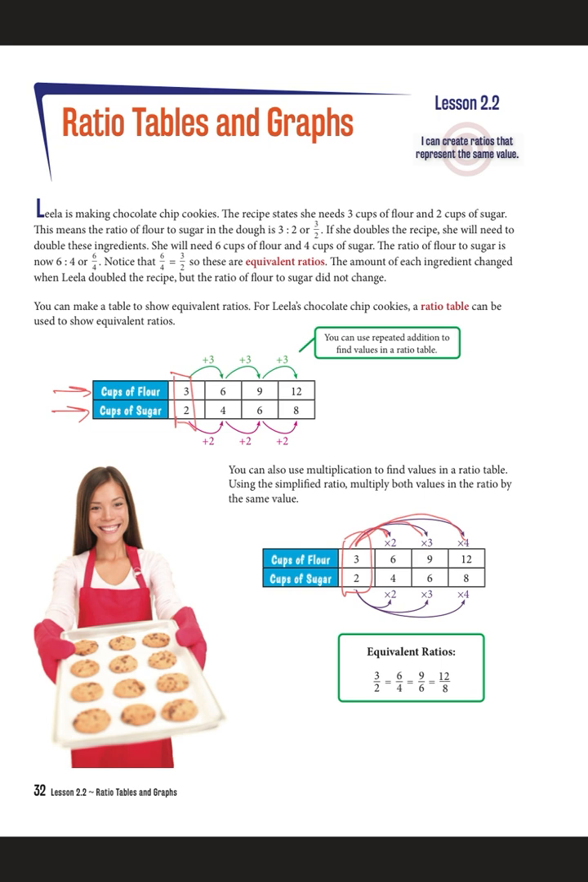But whatever you do to the top part of the table, you have to do to the bottom. So 2 times 2, that's 4. 2 times 3, that's 6. And 2 times 4, that's 8. So equivalent fractions are like 3/2, that's equal to 6/4, which is equal to 9/6, which is equal to 12/8. So those are all equivalent ratios. Let's take a look at the next page.